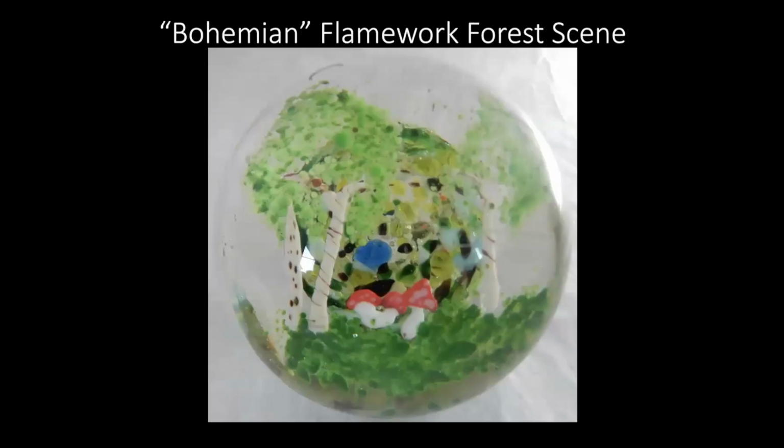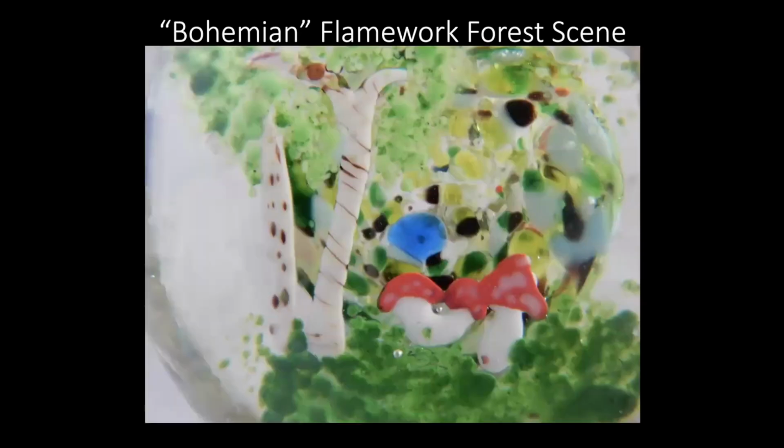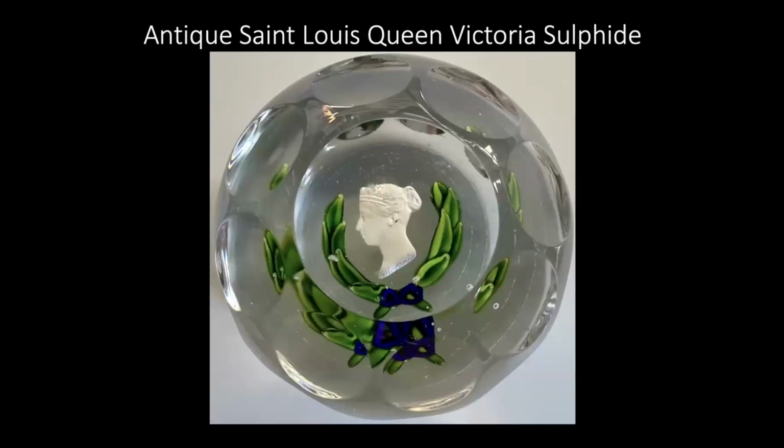Here's another example of a forest scene. Some flamework artist, Bohemian, German, somewhere Central Europe, probably. We've got a stand of birch trees along with some mushrooms. So there were some nice landscape weights in the 19th century.